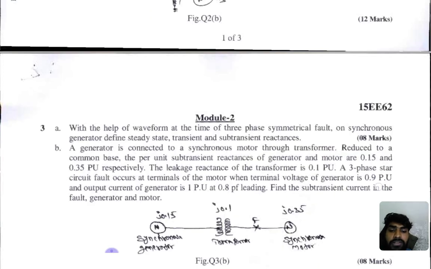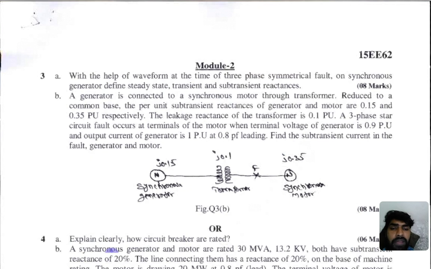Next, module 2: with the help of waveform of a three-phase symmetrical fault on a synchronous generator, define steady state, transient and subtransient reactance. So we have a three diagram: one is a reactance diagram, transient, steady state, and then subtransient reactance. Just draw the one oscillogram, so directly we'll get everything. In module 2 we have only two or three theory questions, just to concentrate.